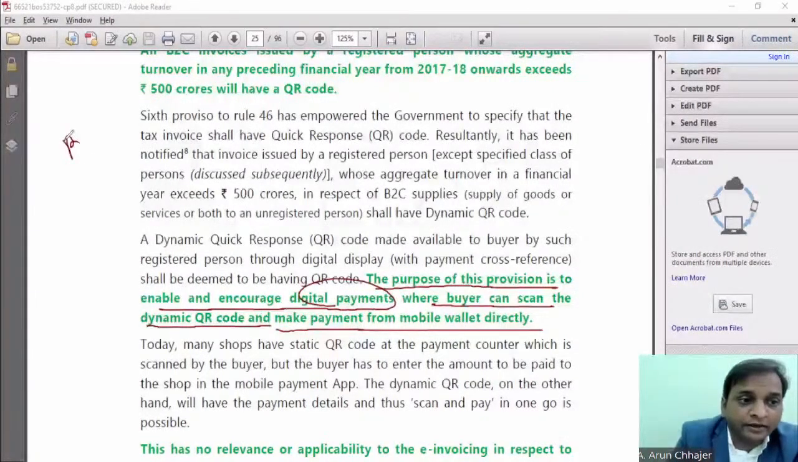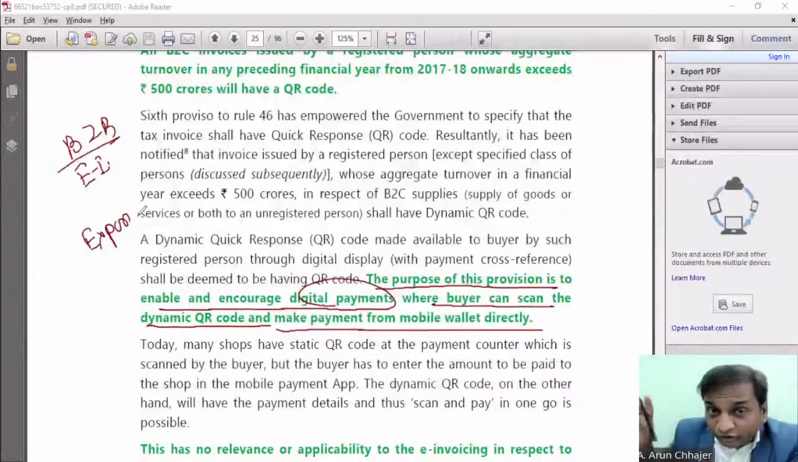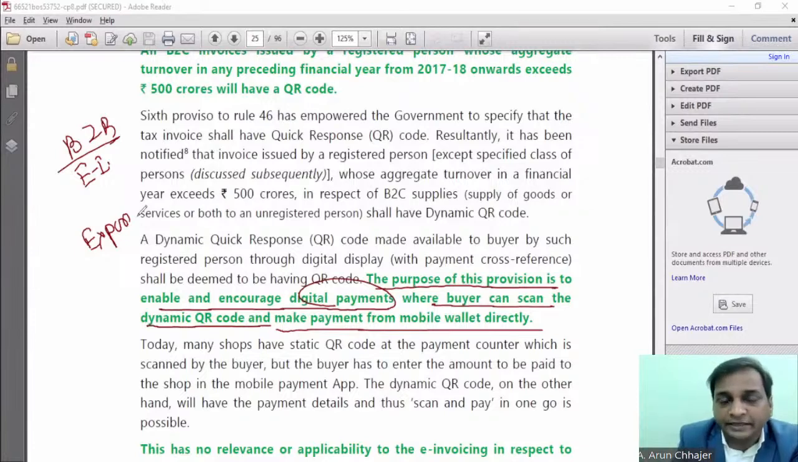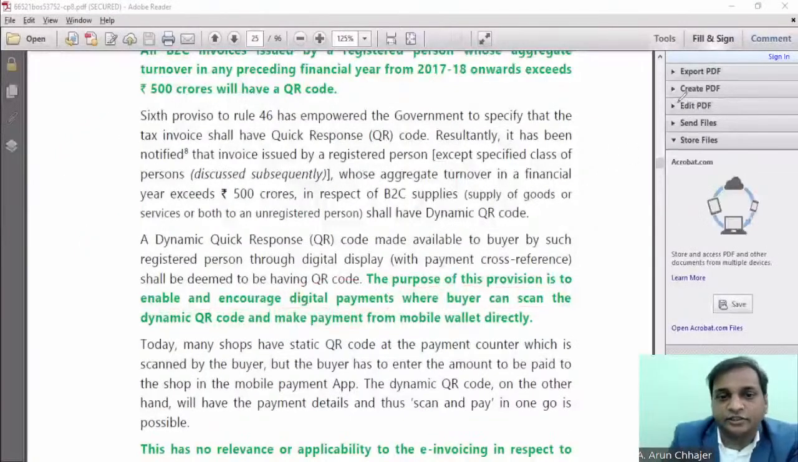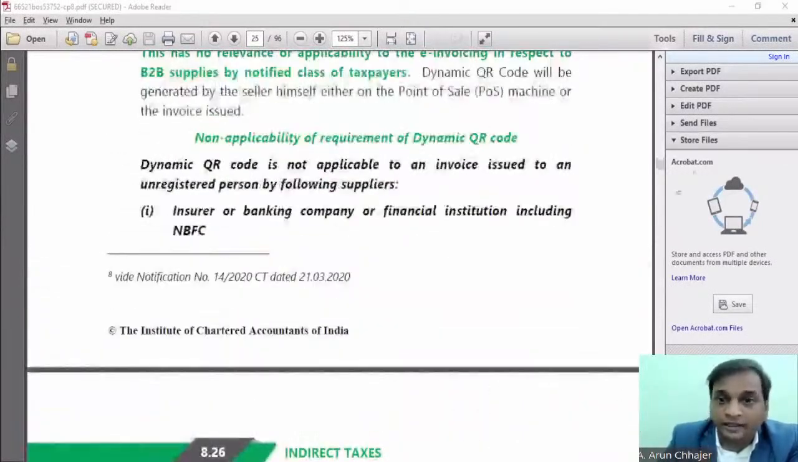For B2B, it is already covered in e-invoice. For export, already covered in e-invoice. So for those transactions for which e-invoice is applicable, there is no applicability of the dynamic QR code. For the rest of the B2C transactions, yes, you will have the dynamic QR code on the invoice.